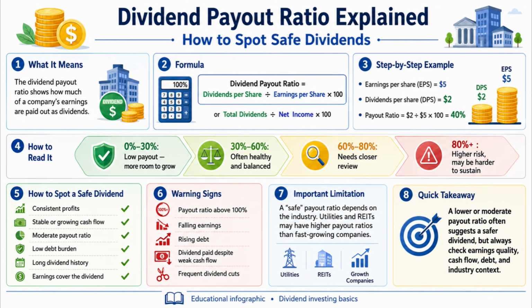Next, to spot a safer dividend, check whether the company has consistent profits, stable or growing cash flow, a moderate payout ratio, low debt, a long dividend history, and enough earnings to cover the dividend. On the other hand, be careful if the payout ratio is above 100%, earnings are falling, debt is rising, dividends are being paid despite weak cash flow, or the company has a history of frequent dividend cuts. These can be warning signs that the dividend may not be sustainable.